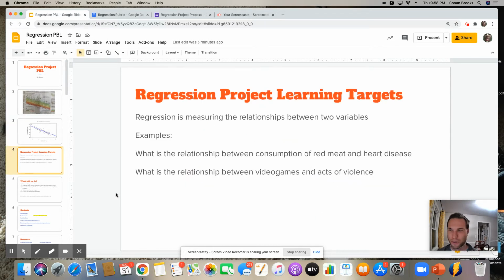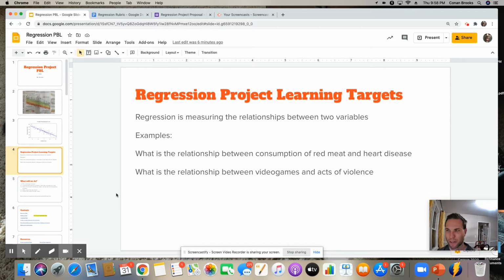So here are the learning targets, and I'm still formulating these. Obviously, this is going to cover a lot of really good stuff. But we're measuring the relationship between two variables, or two different things that can change. And we're trying to figure out, how do we measure it? What does it look like when we measure it? And how do we describe the data?